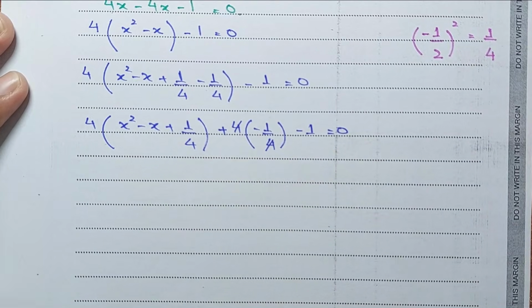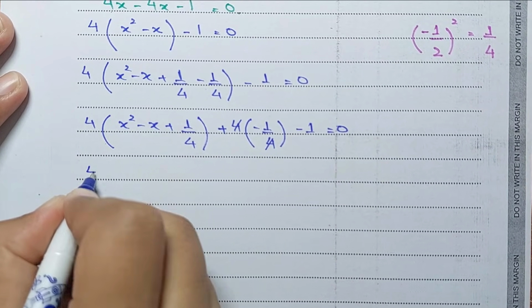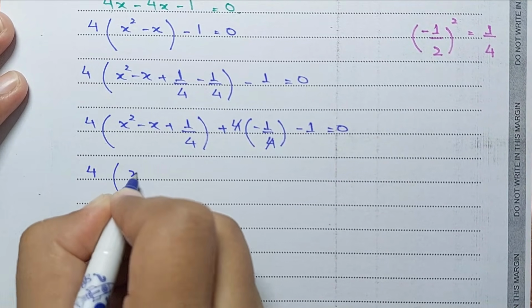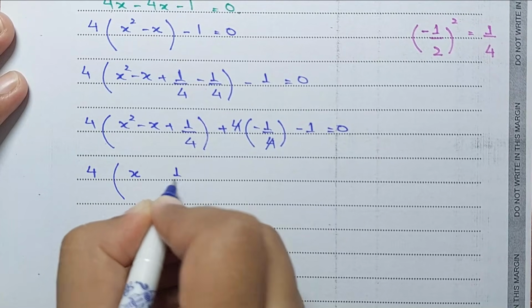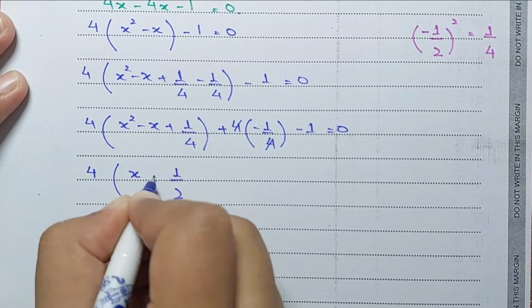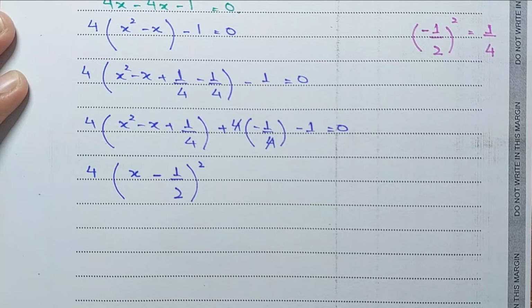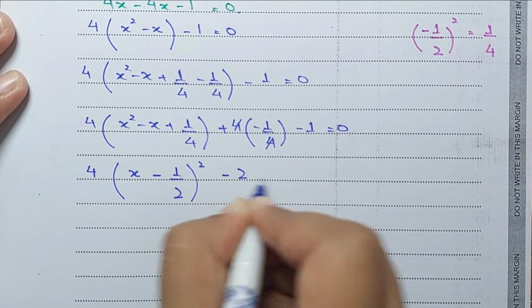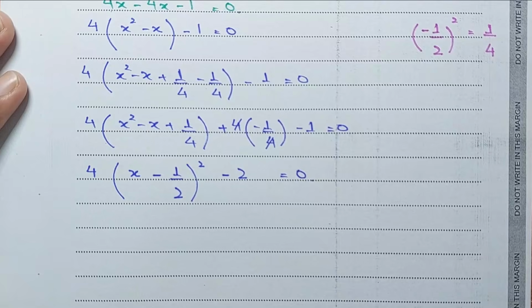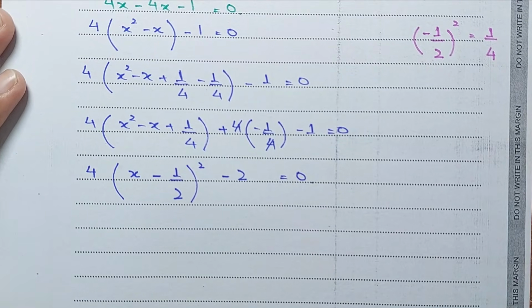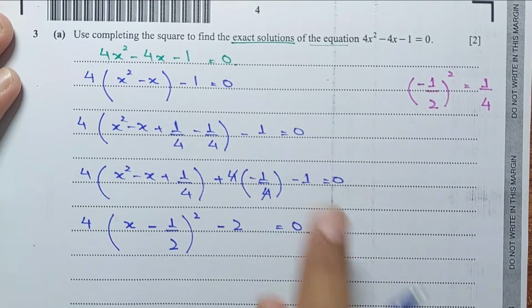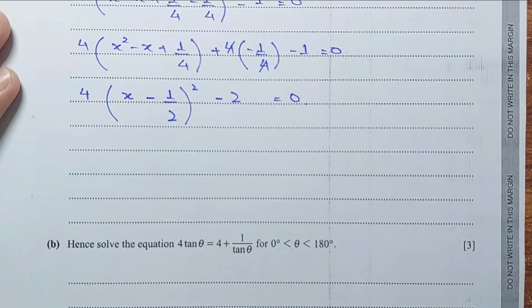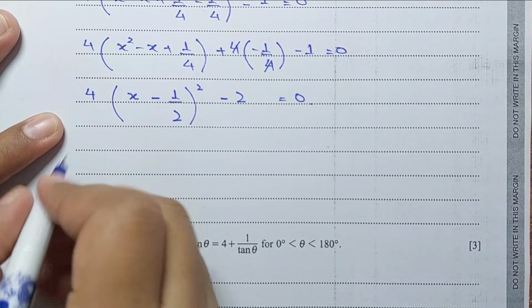Okay, dividing by 4 is just 1, so this is 4. And how can we complete the square? This is x squared and this is (1/2) squared, and in the middle we have a negative sign, so (x minus 1/2) whole squared, and this is minus 1 becomes minus 2 equals 0. Okay, so this is completing the square, right? We have to find the exact solutions, solving for the x values, right?